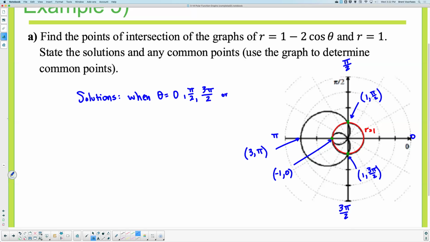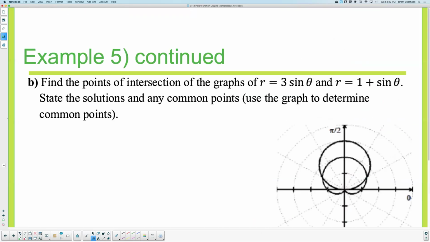On the interval going from 0 to 2 pi, that's when we would have solutions, and the solutions would be these intersections. These would be my three intersections. Here's solution one, sorry, I'm out of order here. That would be solution two, technically. First solution would be here when theta is 0, and this would be my third solution there. Okay, so let's try this again.